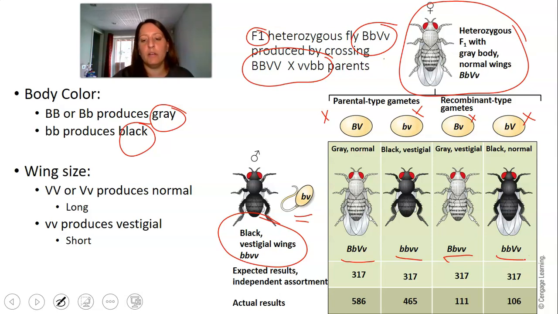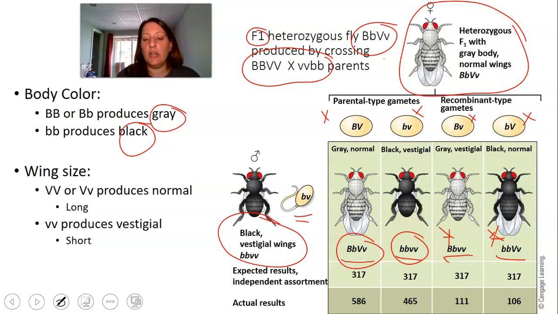Now, before we go on to look at any numbers, let me ask you, which ones of these phenotypes and genotypes are parental, and which ones are not parental? And so hopefully you would tell me that, well, mom is gray normal and dad is black vestigial, but these two look like neither parent. So they are new, okay? And in this case, let's look at the numbers.